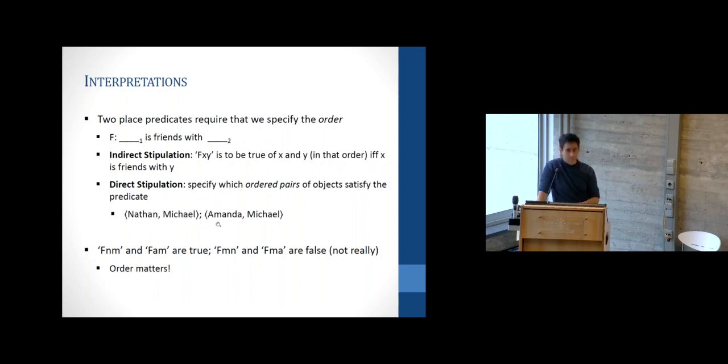Nathan, Michael, Amanda, Michael, right? So I specified that Nathan is a friend of Michael and Amanda is a friend of Michael. I haven't specified that Michael is a friend of Nathan. Okay, but it's true. Yeah, we are friends.